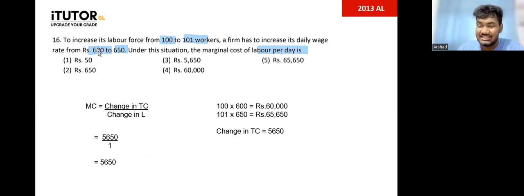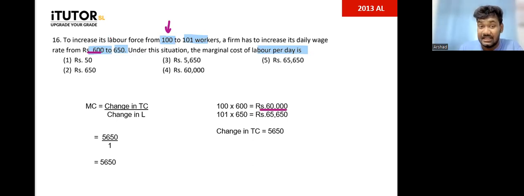You can't just take this 600 going to 650. So this is per person, right? Now, what is marginal cost? I'm repeating again, guys. What is marginal cost? It's the change in total cost. So if you read the question, you can see when you have 100 people, you have to pay 600 rupees per person. So 100 into 600, how much is your total cost?